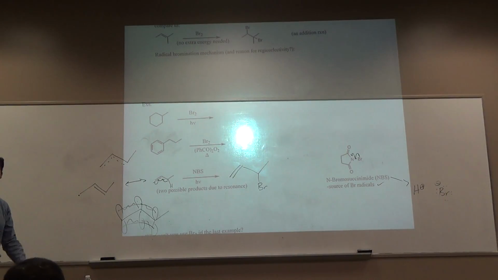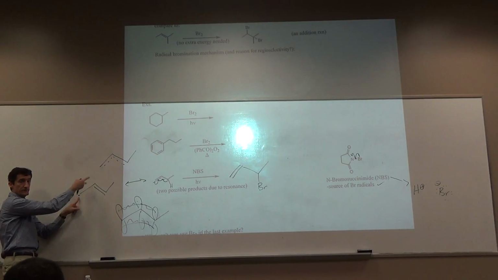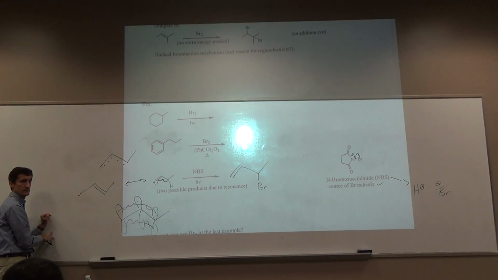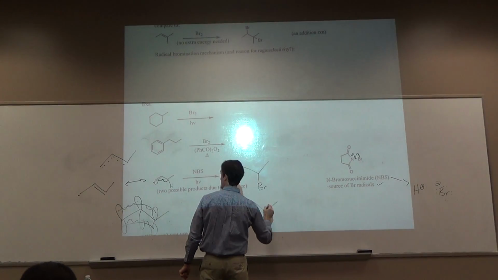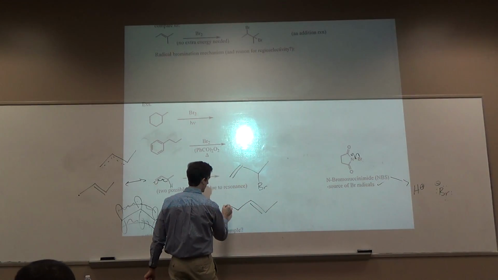There's actually 2 possible products. What's the other possible product here? Bromine on the edge. Yes. This resonance structure could capture the radical. And you could actually get a double bond here and bromine out there.